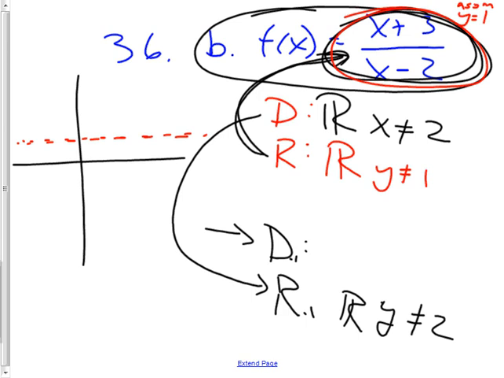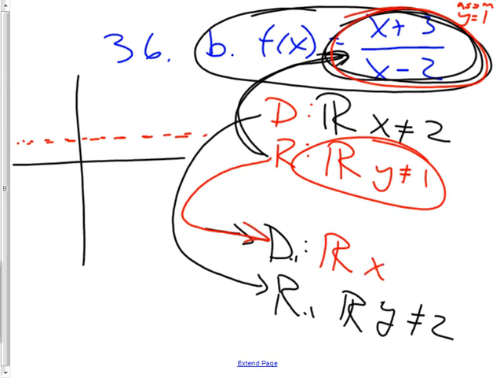That means the range now has told me the domain of the inverse. I just do this exact same thing except change it to x. All reals except x cannot be 1. Wow. Hardcore.